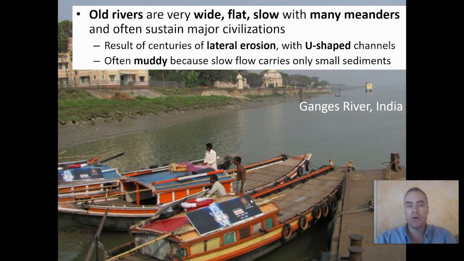Old rivers are the ones that sustain major civilizations, like the Nile, like the Ganges, like the Indus Valley, like the Yellow River in China. And old rivers are often muddy because the only sediments they can carry are ones that are suspended. They're just not very fast. They don't have a lot of velocity to pull big rocks along. So you get just fine sediments in there that muddy it up. A good example of that is the Yellow River in China, which literally is yellow because the loess, this flyaway soil around that region, is suspended in the river.